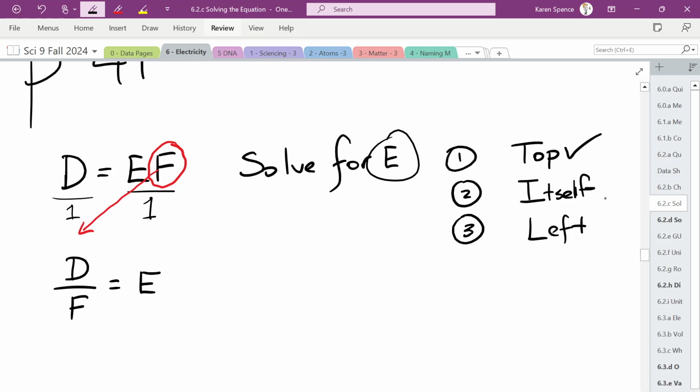Now, it's by itself. Is it on the left? No. So we have to flip it. Oh, we got it. So E is equal to D over F.